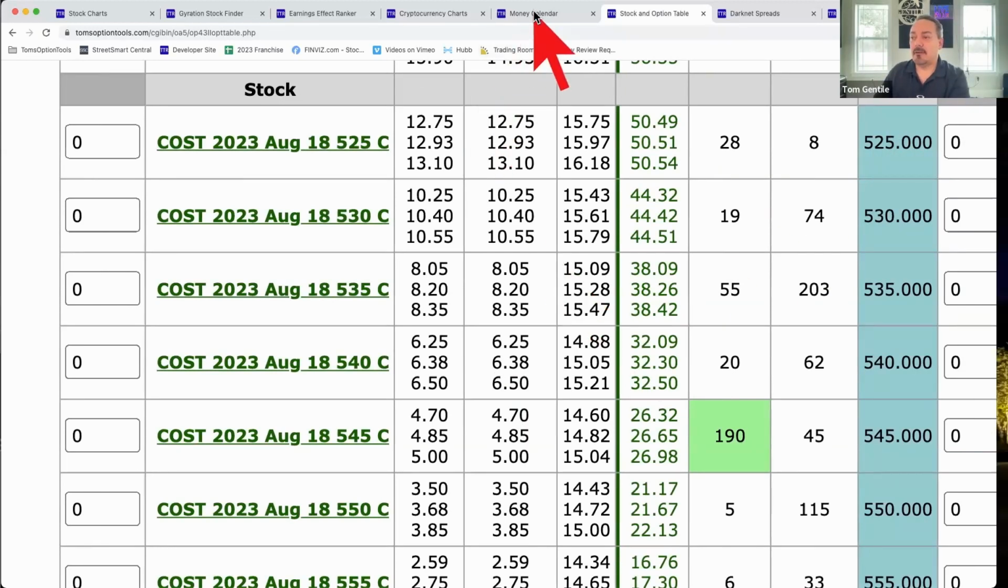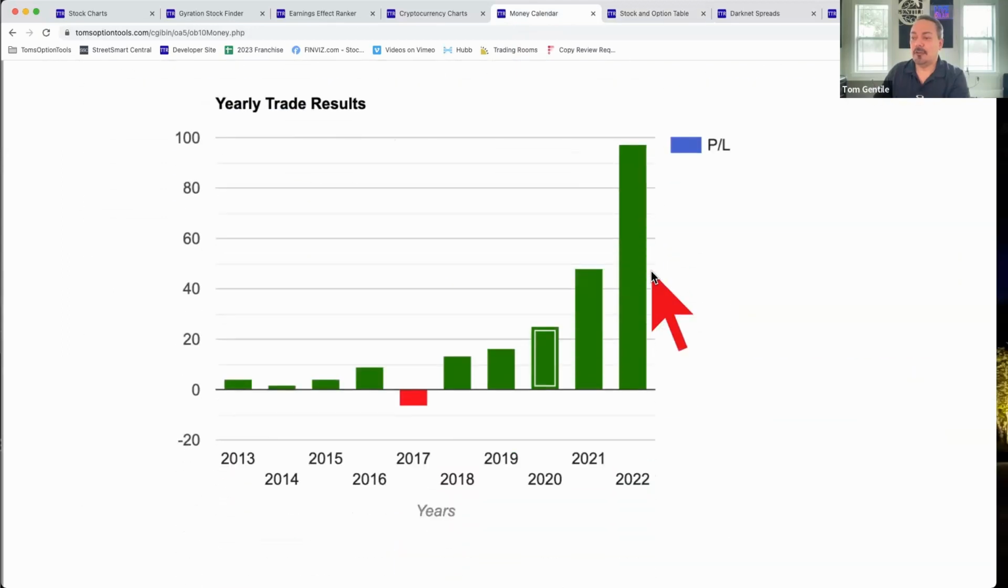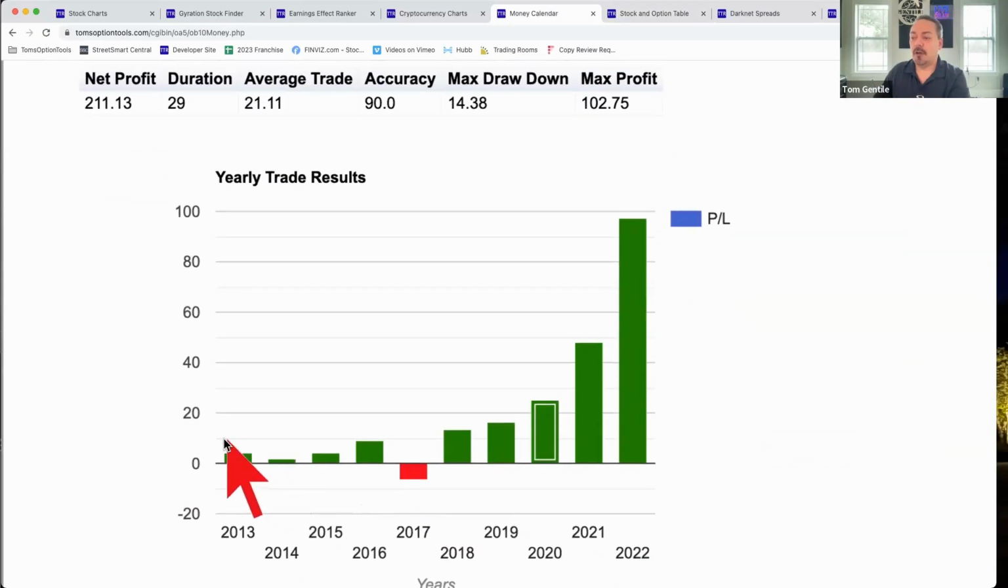Let's go back to Money Counter once again. And remember, this gives me an average trade of 21.11 looking at the last 10 years. But we really kind of focus on those last 5. And if in the last 5 years we've come in at around 40 points, that's a good number to go with. So I have an option that has an expiration. I now have an idea that we're looking at an average of a 40-point move.